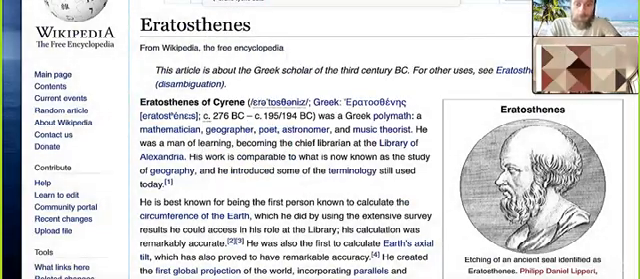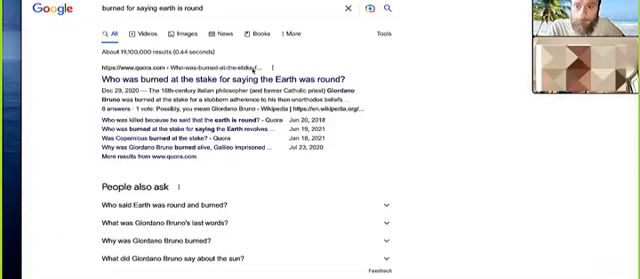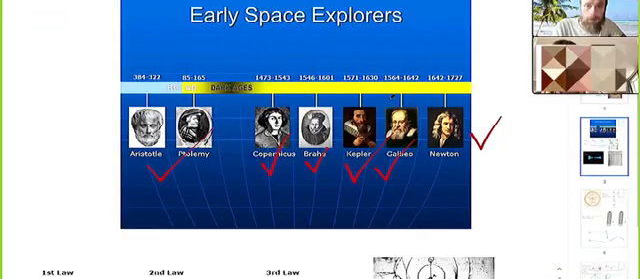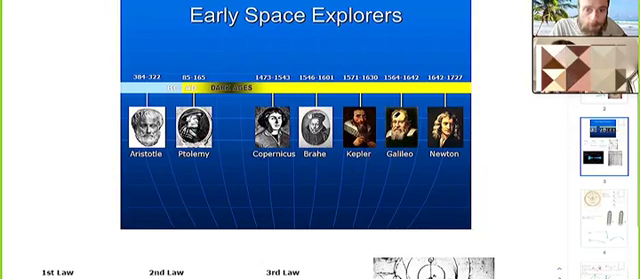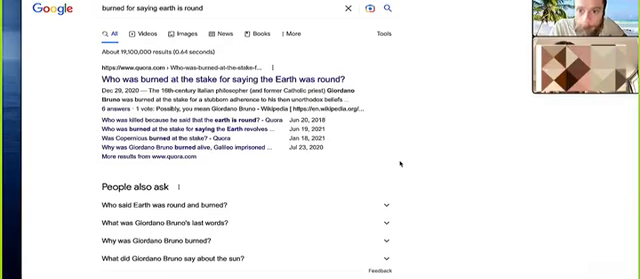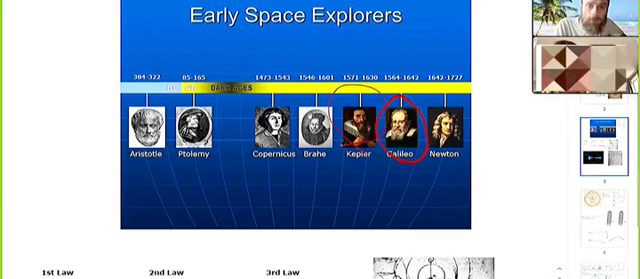Okay. Burned for saying Earth is round. Giordano Bruno. Notice how he is much later. So 16th century, so it's like 15-something. And here it's already, you know, Galileo is already doing his work. 16th, yes. So the same time as Galileo lived, Kepler lived, and that's very interesting.